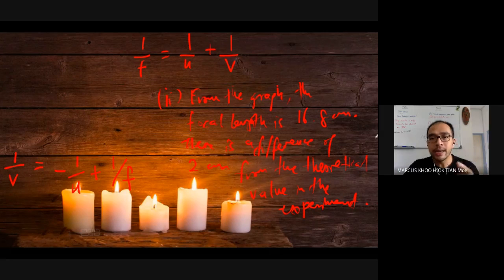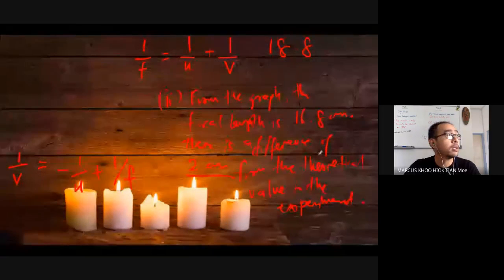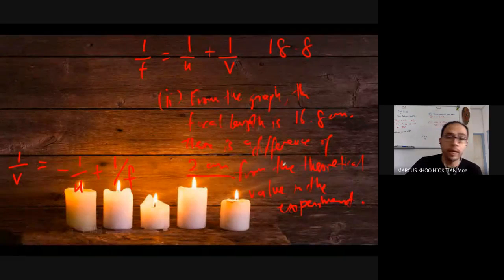So let's say what you estimated from the graph is 16.8, but the actual value that I determined from the virtual experiment is 18.8. So there's a difference of 2 cm. I just want you to write the difference. Tell me what is the difference from the theoretical value. This is the theoretical value, this is the practical value, meaning from the graph you already got this value.